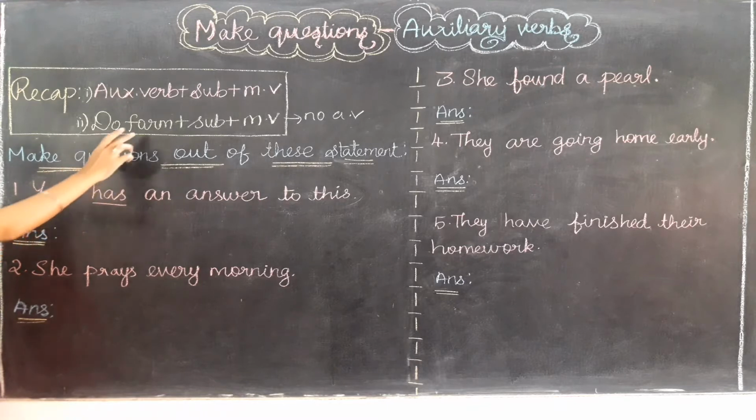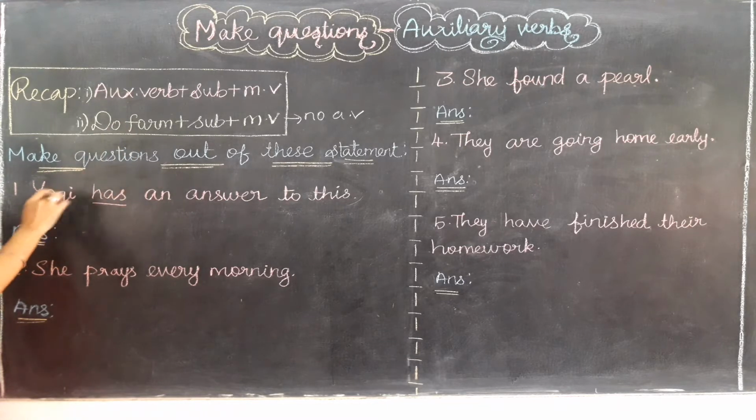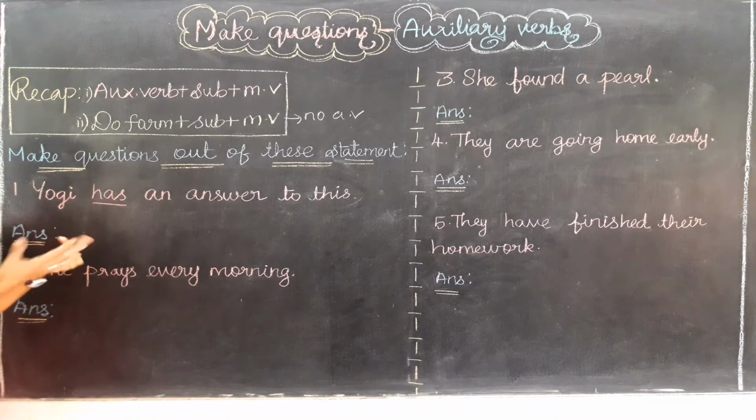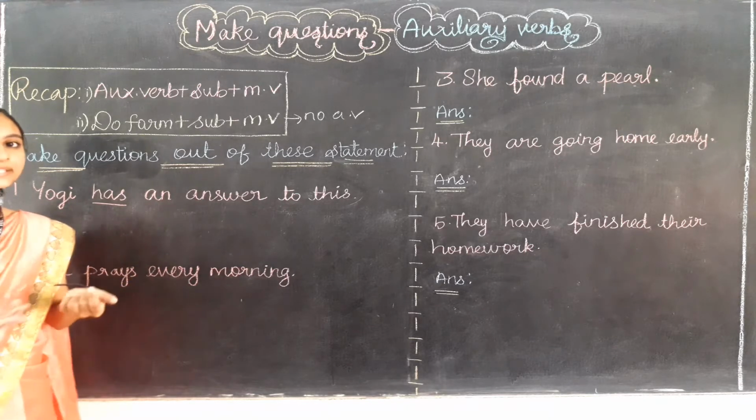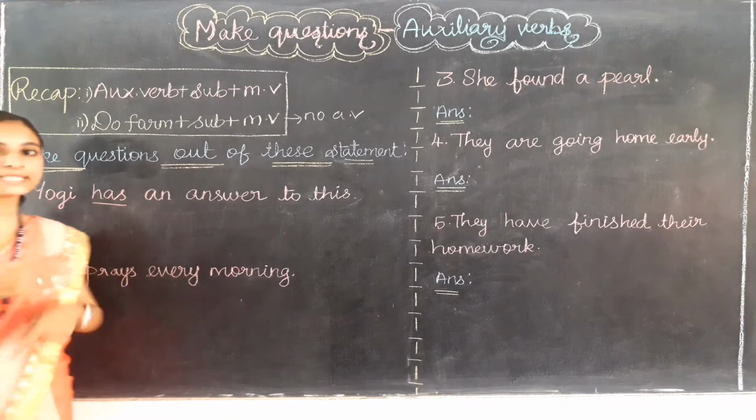So the rule is we need to write the do form, then the subject, then all the other things only. So I am going to ask you whether this sentence is talking about the present or past. Yes, this word has is present time only.